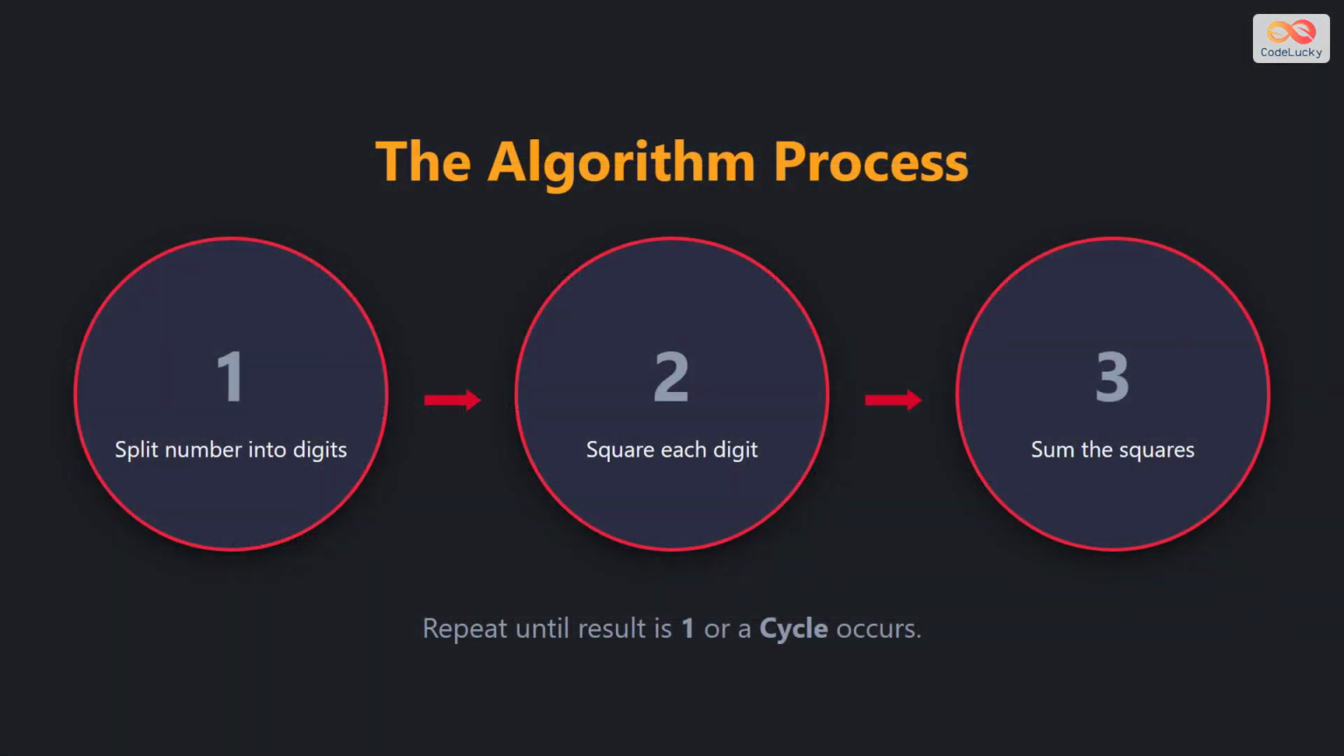Here is how the algorithm works step by step. First, we split the given number into its individual digits. Second, we square each of those digits. Third, we sum those squares together to get a new number. We repeat this entire cycle with the new number. This continues until we either hit 1 or we realize we are stuck in an infinite loop.